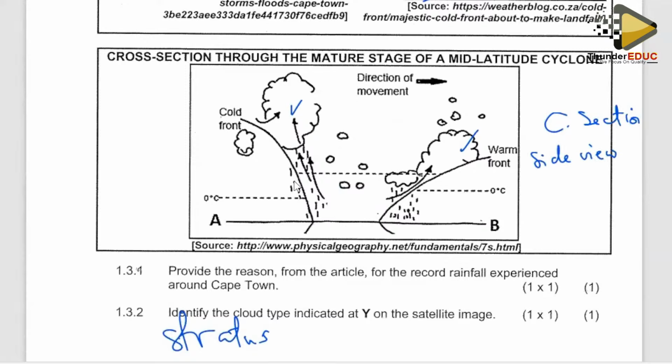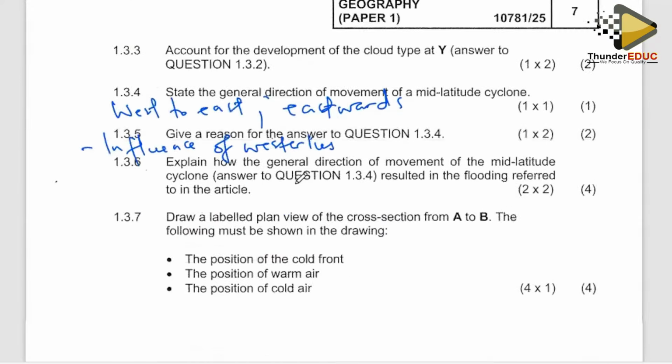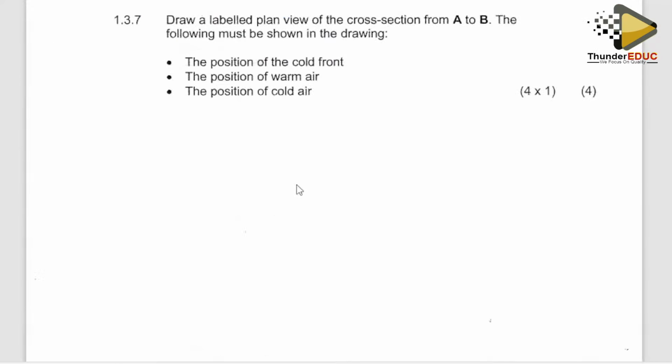If you are to look at this weather system from the side, what are you going to see? This is what you're going to see. The question here wants a plan view or an aerial view. A plan is an aerial view. You understand aerial photographs. They are taken from above. If you were to look at the weather system from above, how would it appear? That is what the question is asking.